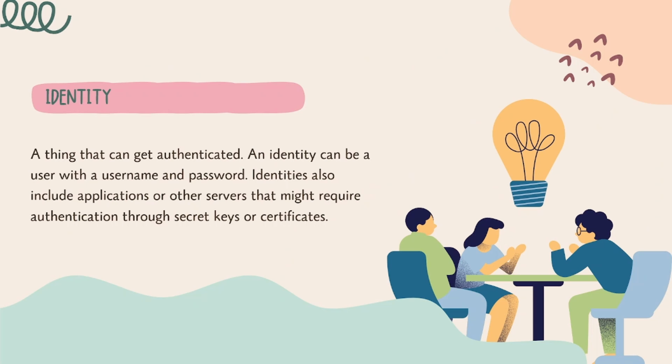Now what is an identity? It is a thing that can get authenticated. An identity can be a user with a username and password. Identities also include applications or other servers that might require authentication through secret key or certificates. So anything which can be authenticated is actually an identity, which could be a user account, a machine, or an application.